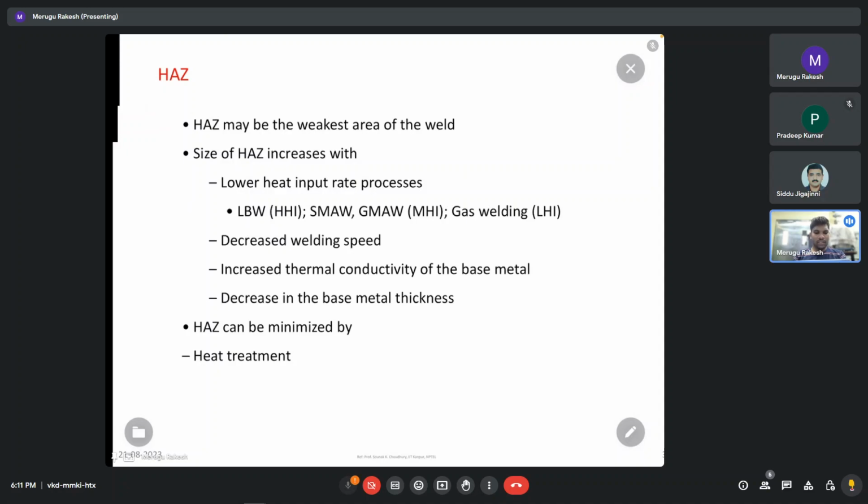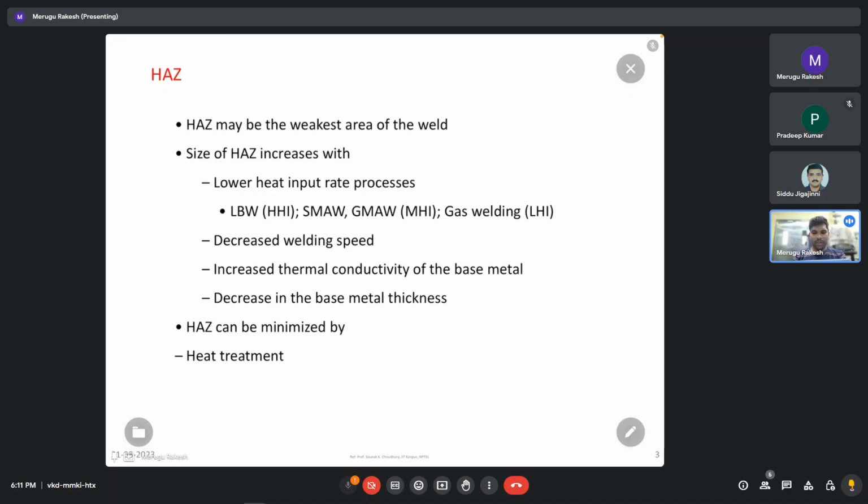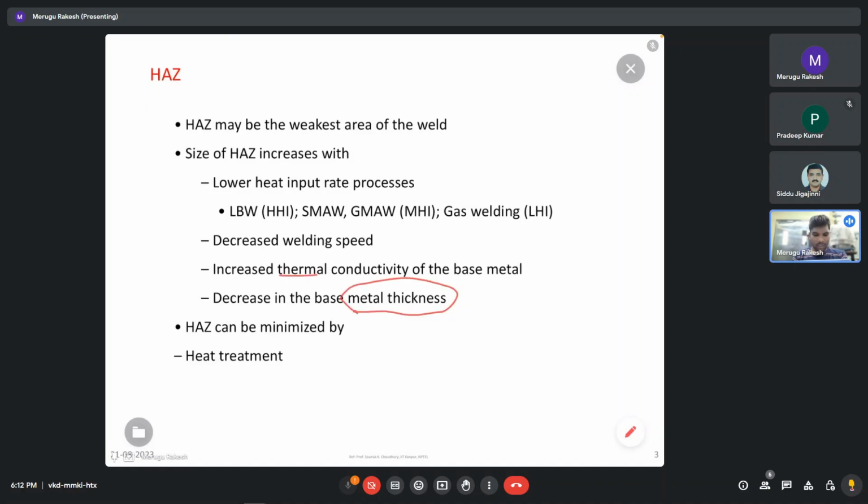These were the different parameters that we need to keep in mind before selecting any process. We should take care of the metal thickness, the thermal conductivity, the welding speed, and the heat input. According to these things, we have to select the process. So this comes under the different welding processes.